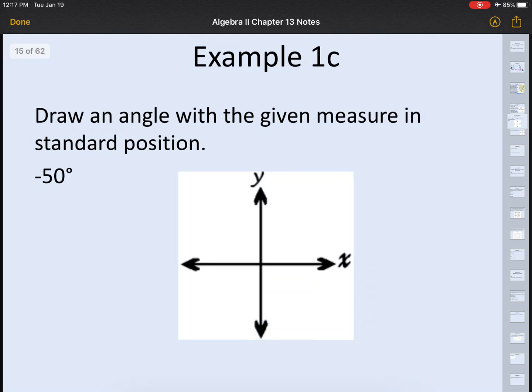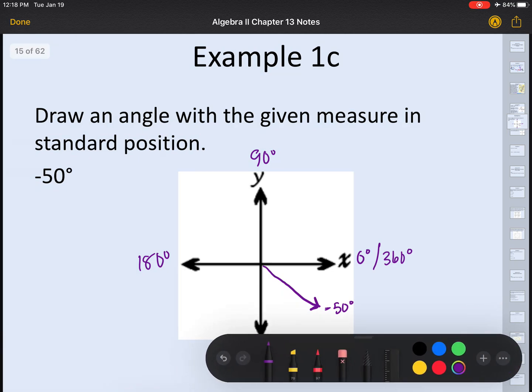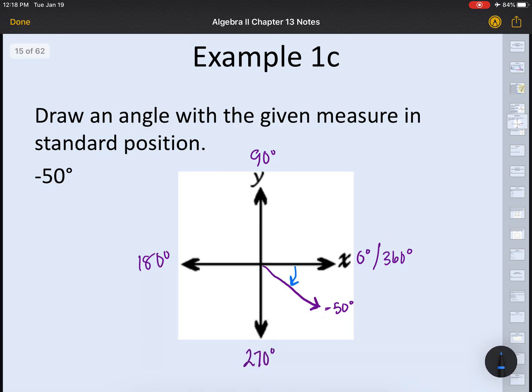But what if we want to graph negative 50? We're going to make the same kind of drawing as regular 50, but go the other direction. So here's 0 again, here's 90, that was 360, here's 180, and 270. If we go basically the opposite direction, here is negative 50 degrees.